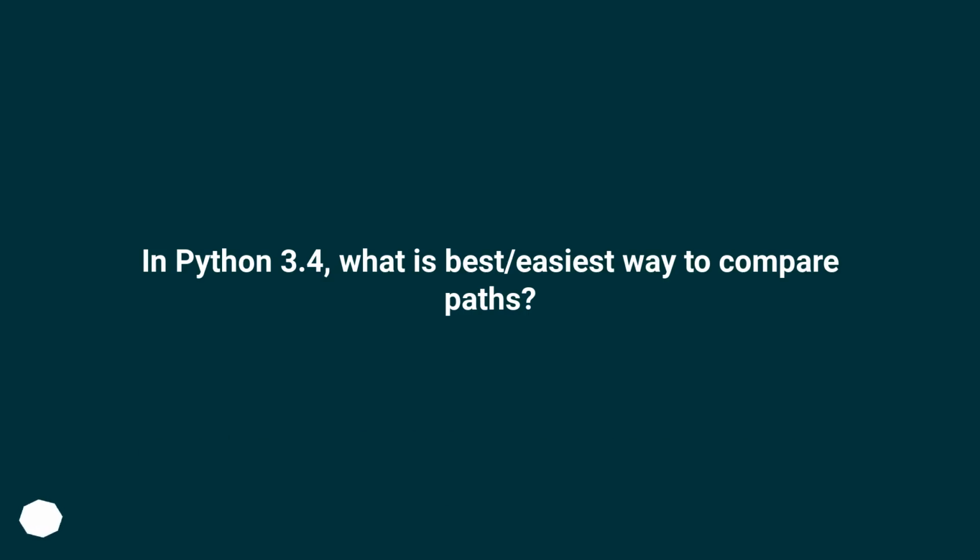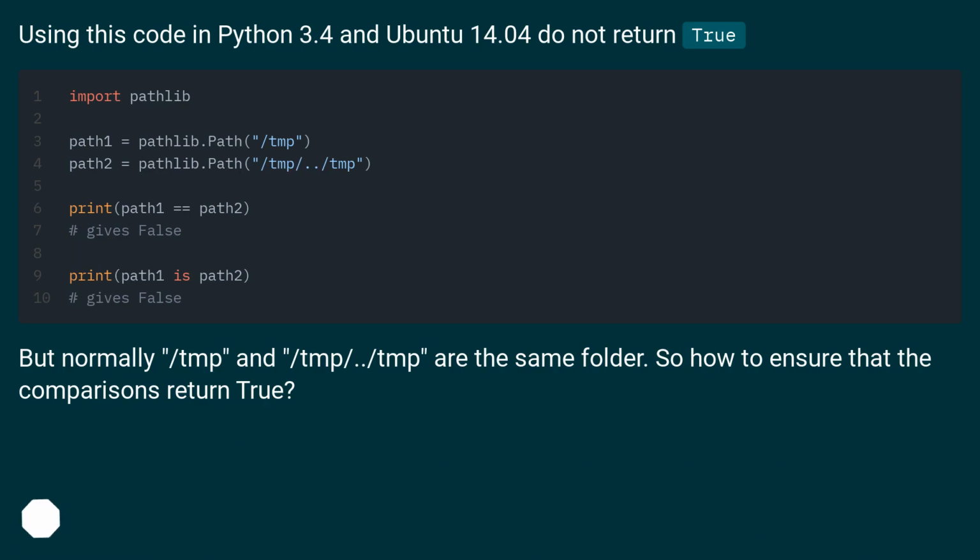In Python 3.4, what is the best/easiest way to compare paths? Using this code in Python 3.4 and Ubuntu 14.04 does not return true. But normally /tmp and /tmp/./tmp are the same folder. So how to ensure that the comparisons return true?